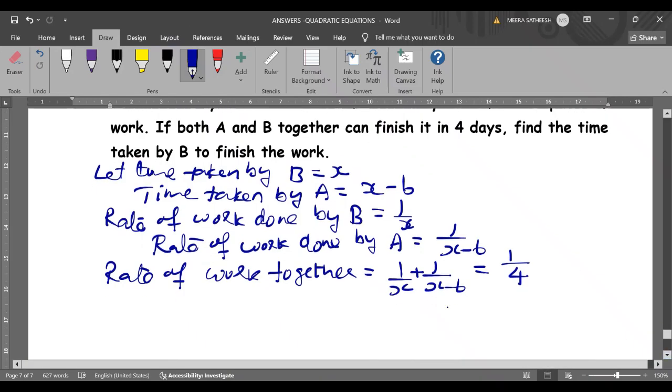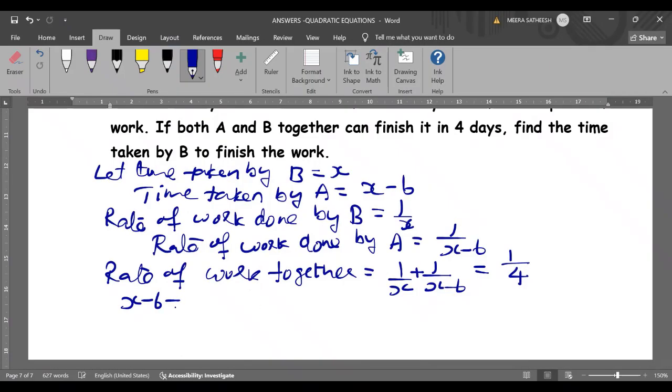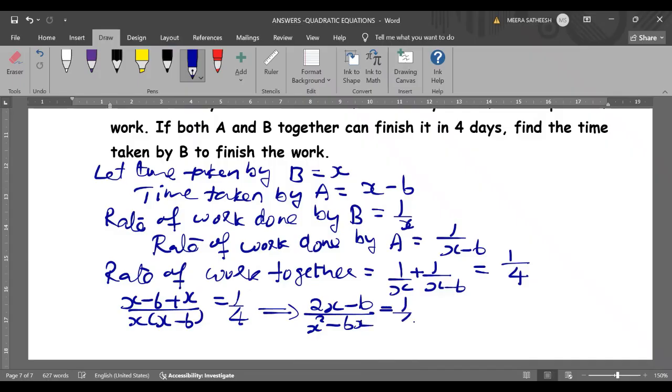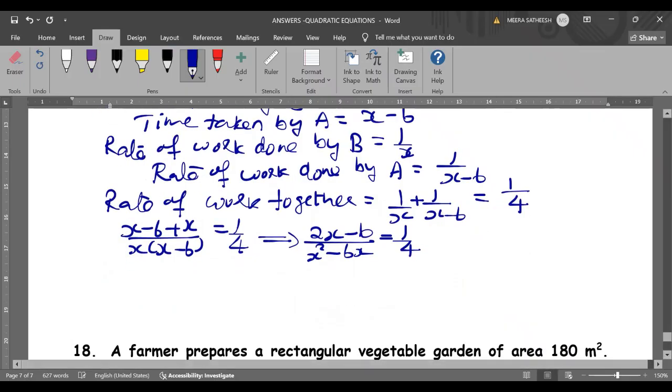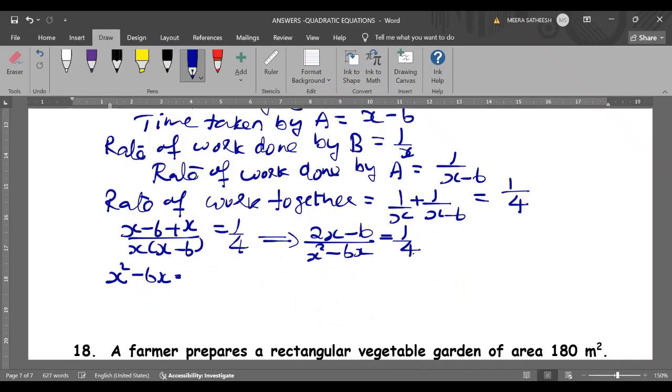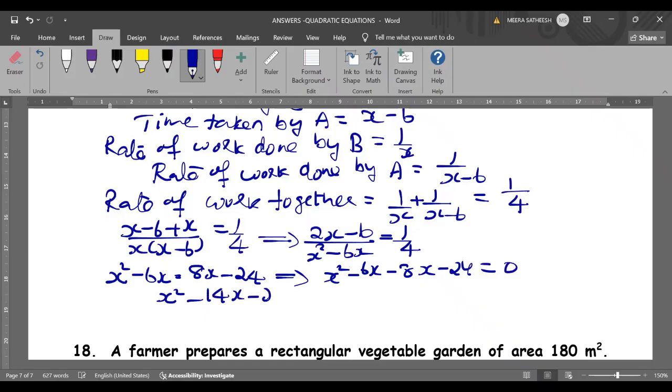So x minus 6 plus x by x into x minus 6 equal to 1 by 4. So 2x minus 6 by x square minus 6x is equal to 1 by 4. Now we have to cross multiply. On cross multiplying, we will get x square minus 6x equal to 4 into 2, 8x minus 4 into 6, 24. So x square minus 6x minus 8x minus 24 is 0. That means x square minus 14x minus 24 is 0.